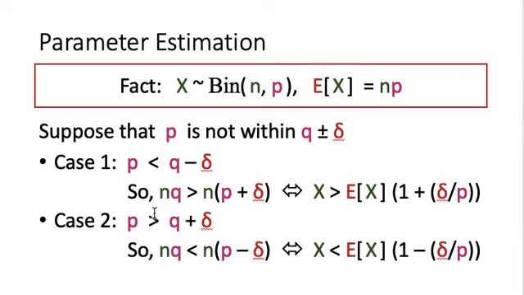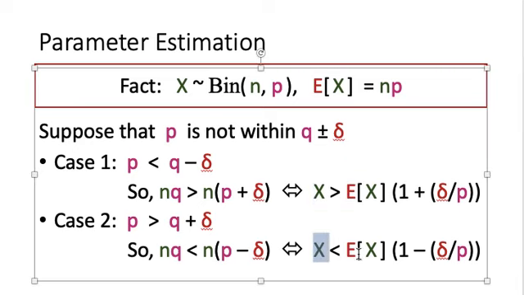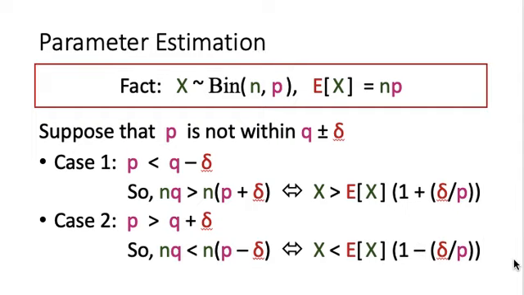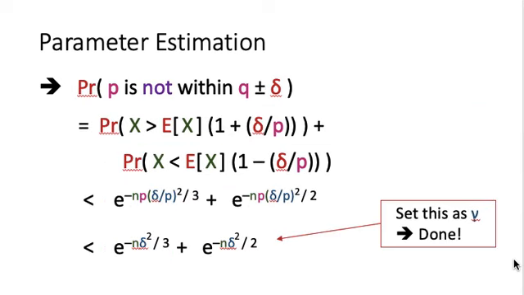And similarly, for our second case, when p is too large, then nq will be smaller than n times p minus delta. And this happens if and only if x is less than expected value of x multiplied by 1 minus delta over p. So when you see the form of this one and this one, then the first idea comes to you. This is the Chernoff bounds for the sum of Poisson trials. So we can apply the Chernoff bounds for sum of Poisson trials to bound the probability that p is not within q plus or minus delta.